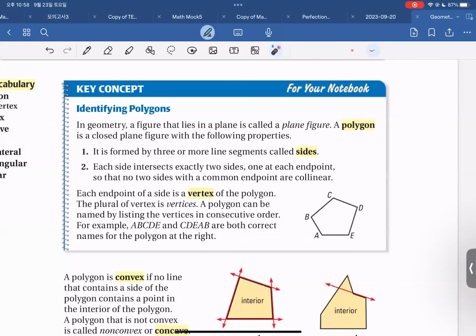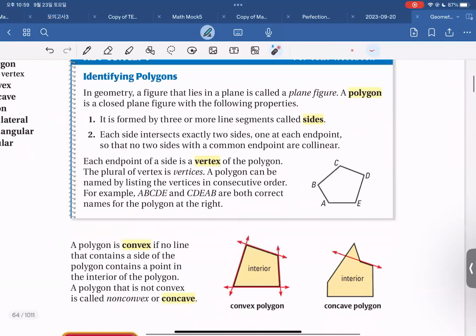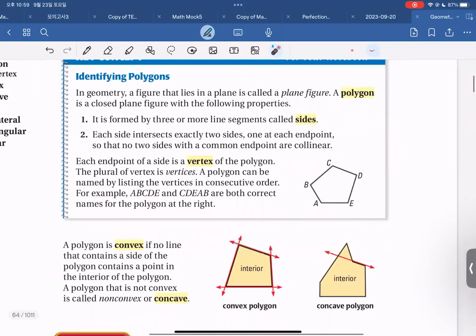And each side intersects exactly 2 sides, one at each endpoint, so that no 2 sides with a common endpoint are collinear. So this is pretty straightforward. They have to intersect at 2 sides, maybe like this, or if you look at a rectangle, something like this, right? And each endpoint of a side is the vertex of the polygon. And the plural of vertex is vertices, so something like vertex, vertex, vertex, vertex, which is all vertices.